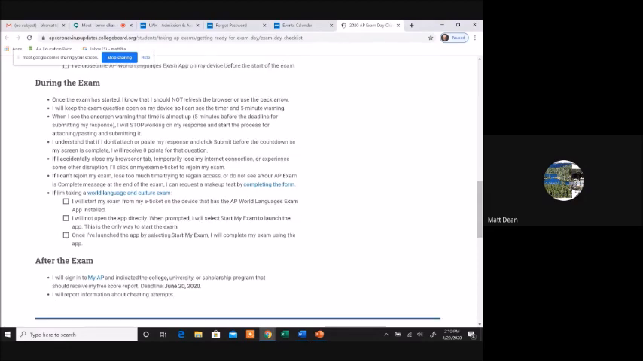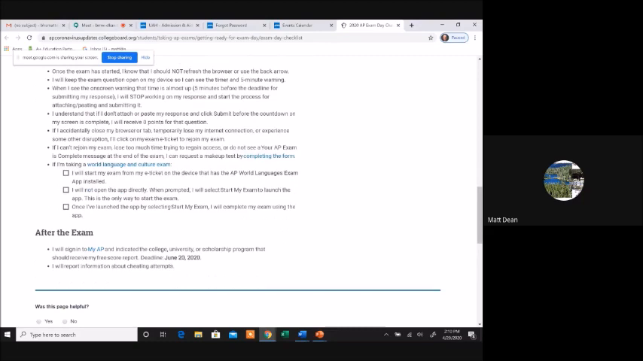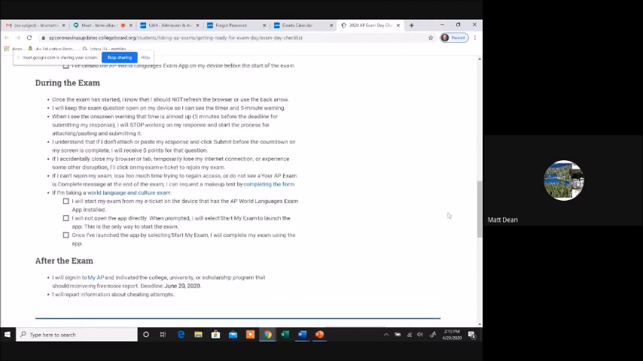And then after the exam, you can log into My AP. You can indicate the college that you want your score sent to. Make sure you do that, because if you don't do it before then, they're going to charge you later to send your scores. You can actually do that now if you want to. All right, so that's the checklist. That's important for you to look at.